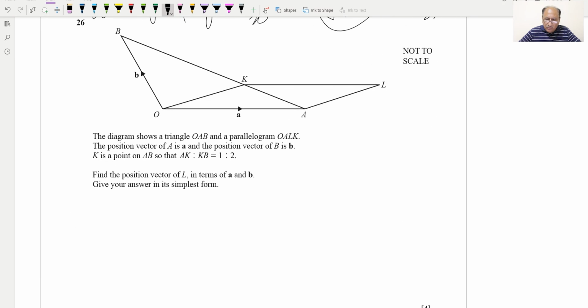Now this is question number 26, and question 26 says diagram is not to scale. The diagram shows a triangle OAB and a parallelogram OALK. This one is the parallelogram, and the position vector of A is a, and the position vector of B is b.